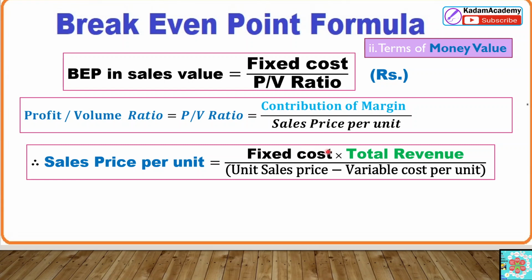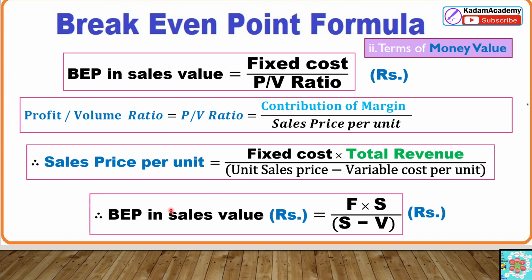That is the fixed cost into total revenue upon unit sales price minus variable cost per unit. You can calculate this sales price per unit. But how to calculate the revenue? This revenue can also be calculated by using all the costs, adding these costs.